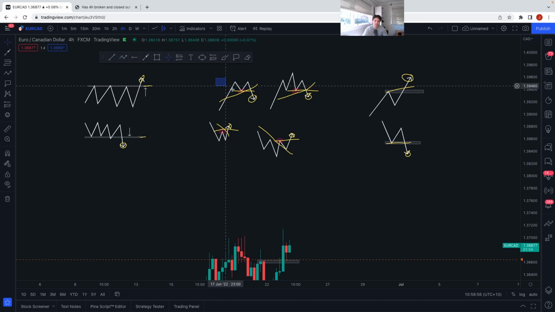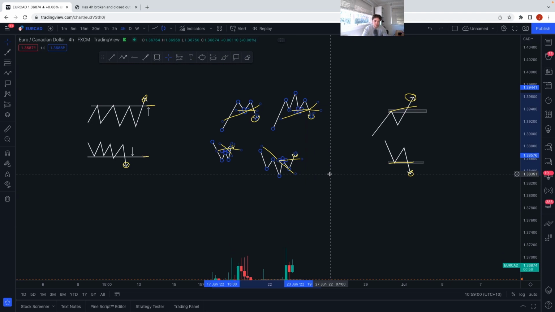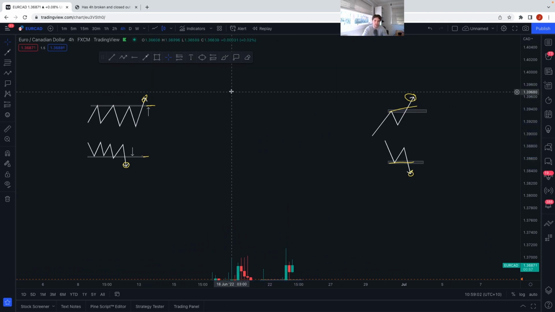Wait for the 1 hour to... what is going on here? So let's say we have this. We just want to wait for the 1 hour to push back to the previous structure right there.